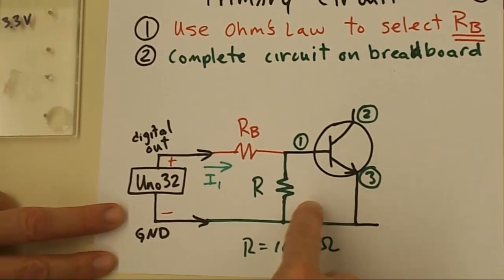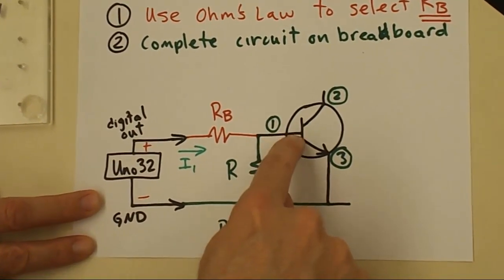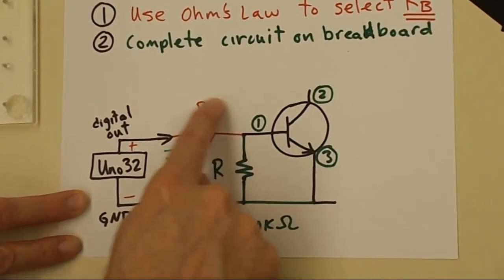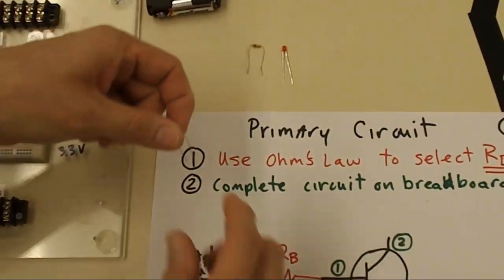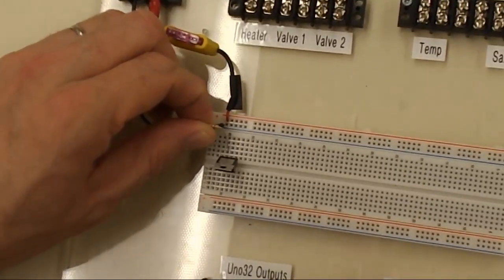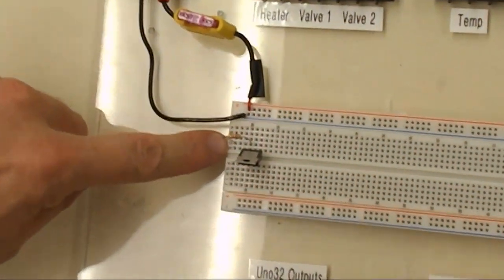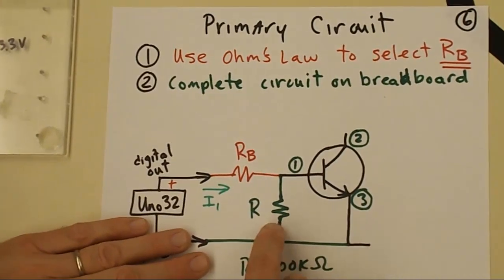Looking at the circuit, we need to go from the base, pin 1, which is the left hand pin today, from the base out to a spot where we can plug in the Uno32, and that's using the RB that you're going to calculate. Now I'm just selecting one. In general, you'll have to calculate the actual value. So again, I'm going to plug it in right behind this. It's going into pin 1 on the transistor, and I just took it to an open column here on the breadboard.